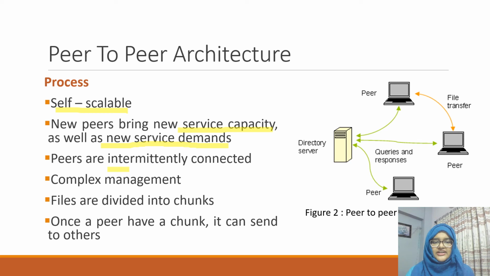Here, peers are intermittently connected. That means they are not always connected. This management is kind of complex. Here, the files are divided into chunks, and once a peer has a chunk, it can send this chunk to others. So there is necessarily not all the peers have the whole file at a time.